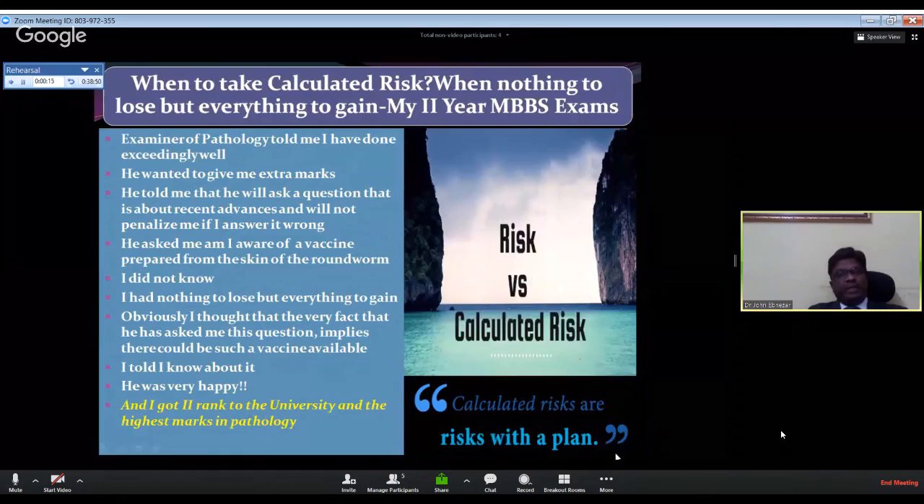For example, you might have seen these great cricketers like Virat, Sachin. Till they reach their century, they are cautious. Once they reach their century, they start becoming more aggressive. Why? Because they have already landed their landmark now. Now they can take a risk and score fast. Similarly, you should also know when to take a calculated risk.